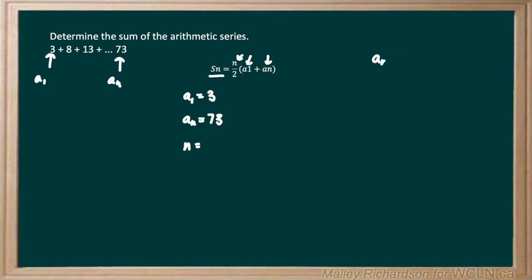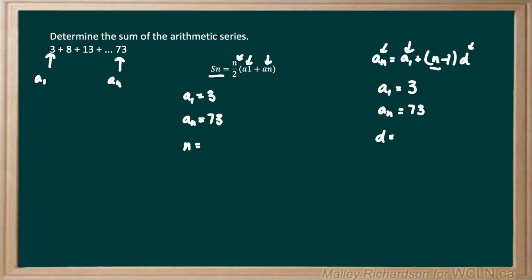If we can remember, it is a of n equals a1 plus n minus 1 all multiplied by d. So because we're solving for n, that means we need to know a of n, a1, and the common difference d. Well, we know that a1 is going to be the same as our original formula, which is 3. A of n is also going to be the same, which is 73. And then we have to find our common difference d.